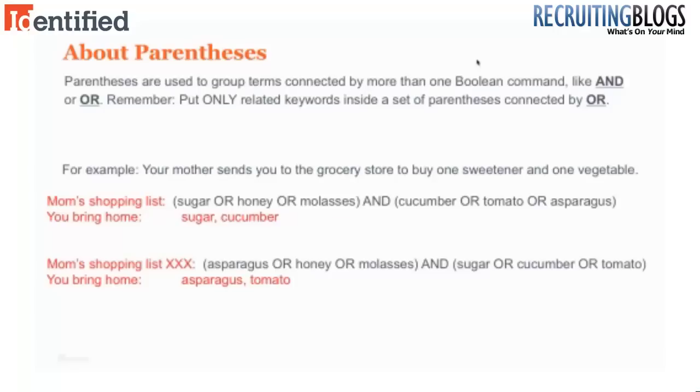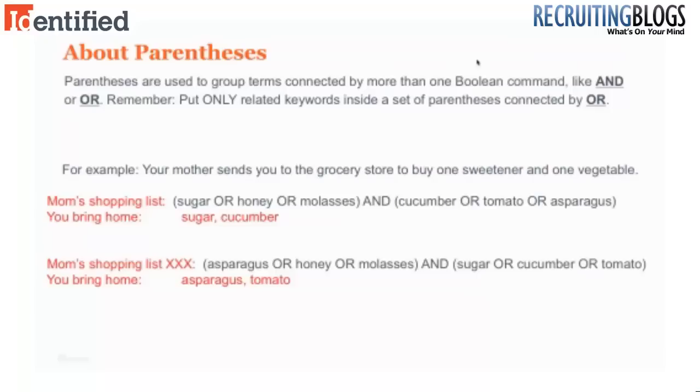And I got a second set of parentheses of these 3 vegetables. So you go to the store and you bring back sugar and you bring back a cucumber. And your mother said, that's great. You did exactly what I wanted you to. A week later, Mom got very busy.